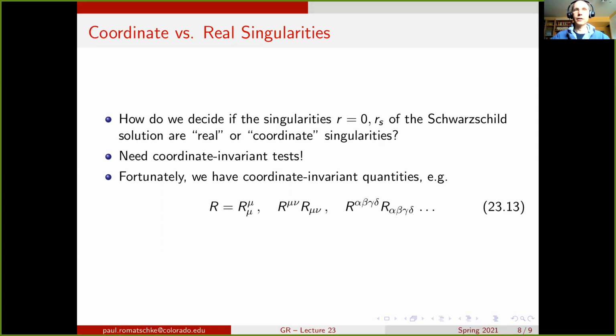There are a large number of other possibilities we can do. For instance, we can look at R_{αβγδ}R^{αβγδ}, where R_{αβγδ} is the Riemann tensor, and we can build another coordinate invariant scalar from just contracting the Riemann tensor, for instance.